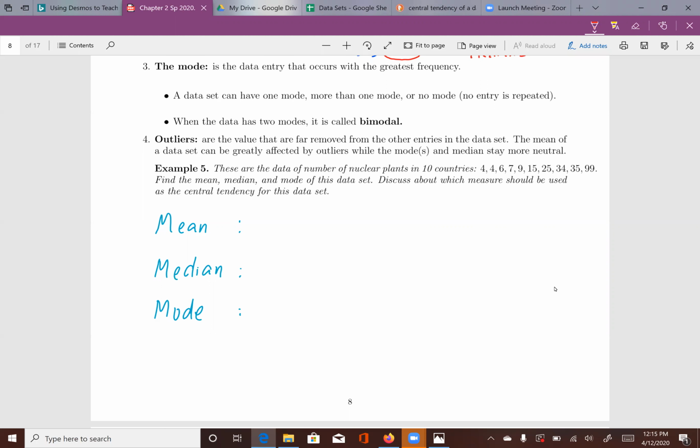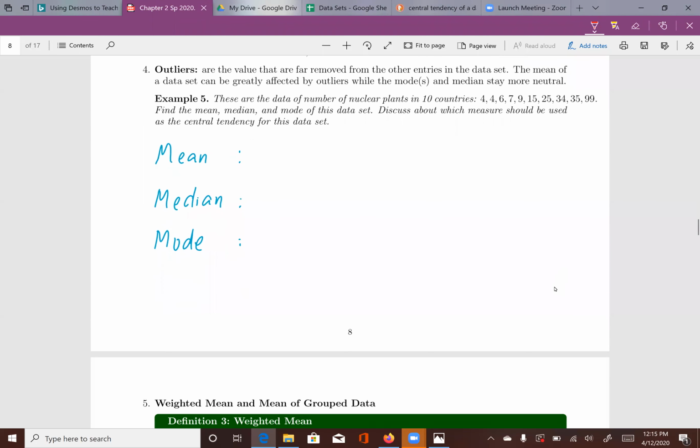Keep in mind, if you have outliers in your data set, then the mean will be scaled left or right depending on those outliers, whereas the median or the mode would stay pretty much the same with a few outliers. Let's look at an example.